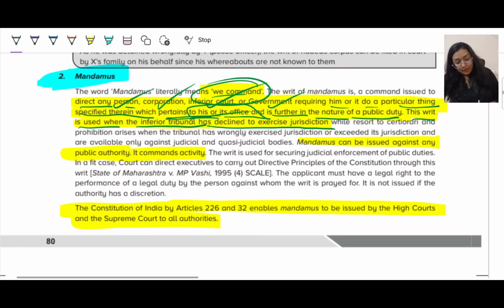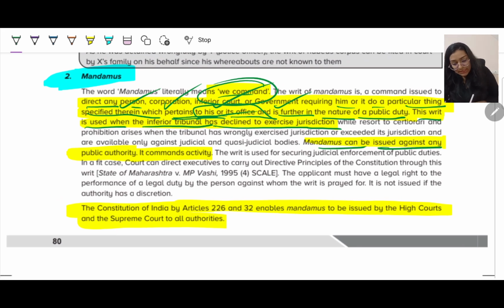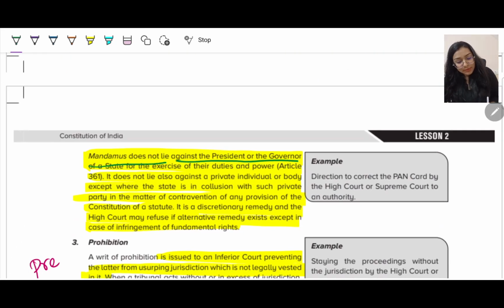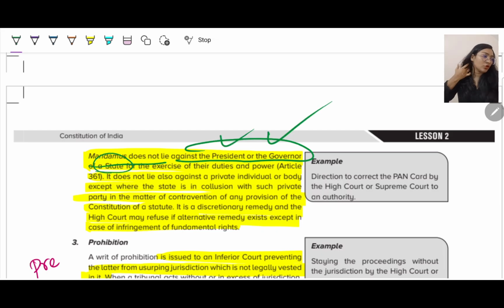Fine. Mandamus can be issued against any public authority. It commands activity. You do this, this is your responsibility, this is what you should be doing. Fine. It can be issued against any public authority, but the law doesn't end there. The next point says mandamus does not lie against the president or the governor of a state. You cannot issue mandamus against the president or governor of a state.